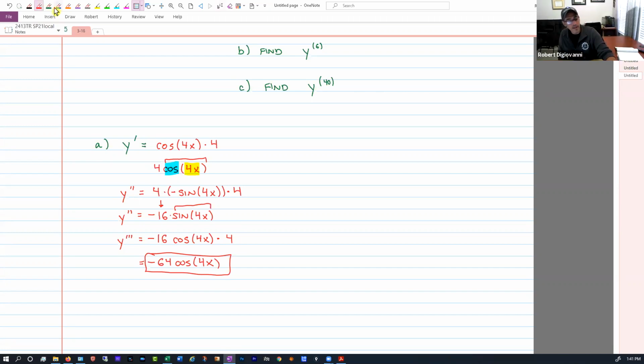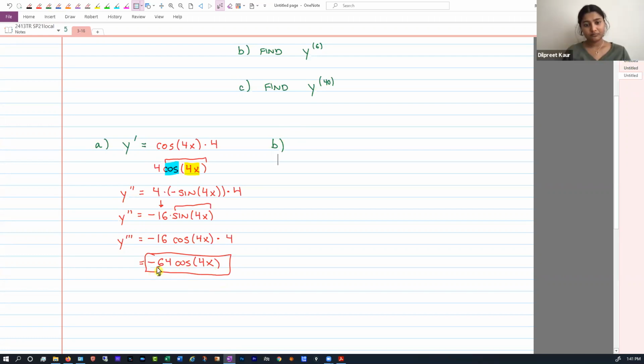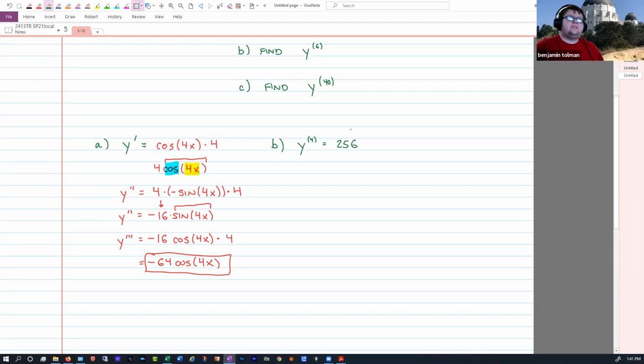Now, to answer part B, wouldn't I have to do this again? Like keep going, right? There's a pattern. Maybe let's do another derivative. So what's going to happen here? When we take the derivative of cosine again, now it's going to become negative sine, right? And we know we're going to get a 4 to pop out. And we already have a negative 64 out here, right? So what number will be out in front of this next derivative? This is our fourth derivative. 256. Positive, right? Positive 256 sine of 4x.